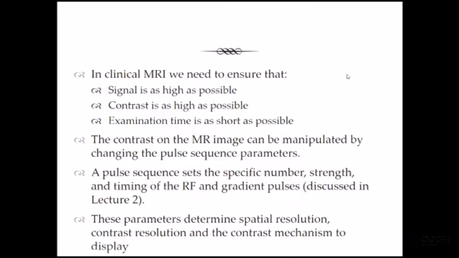So this is the interface where the radiographer sits, and this is what they see. In clinical MRI, what we're really trying to do is get the signal as high as possible, get the contrast as high as possible, and get the examination time as short as possible. So that's our three trade-offs. Every time we sit down and image someone, they're the three things that we're trying to balance. We can't get the highest signal with the best contrast in the shortest examination time. Otherwise, we would scan about one patient in a day.